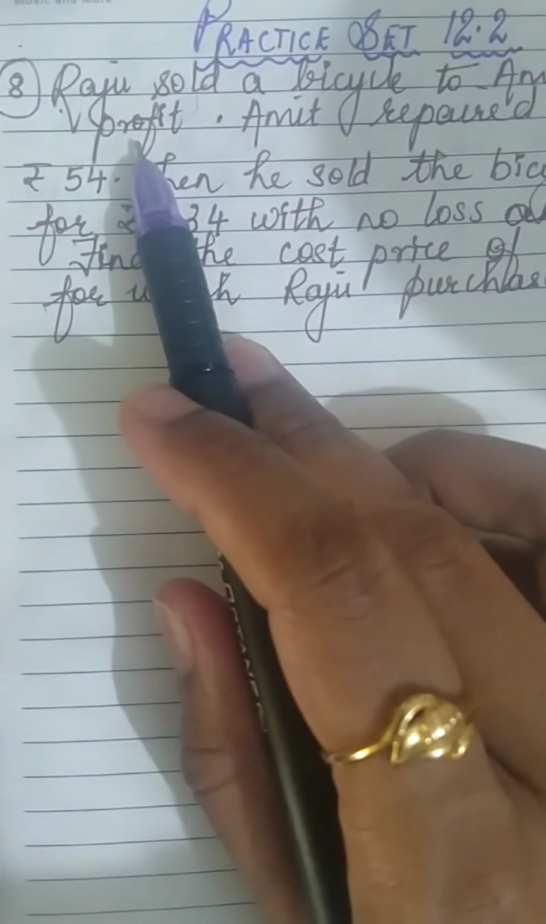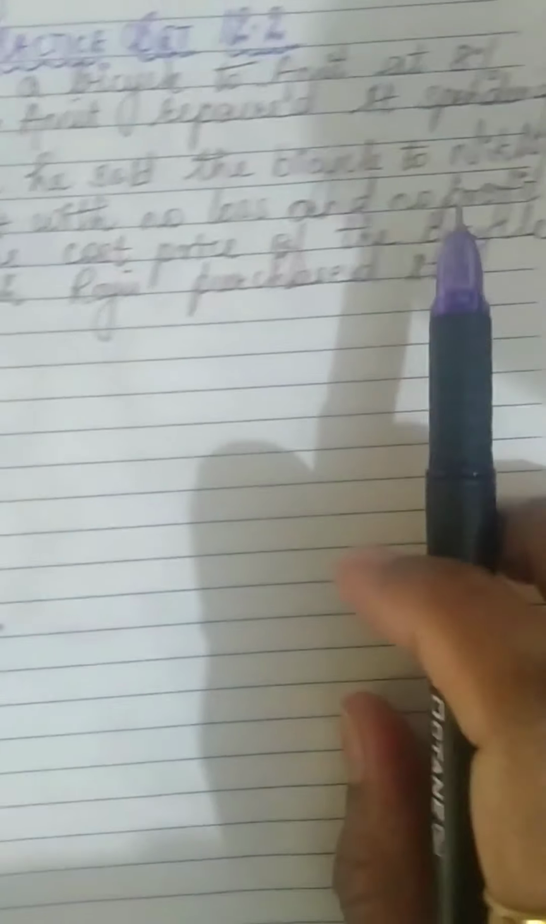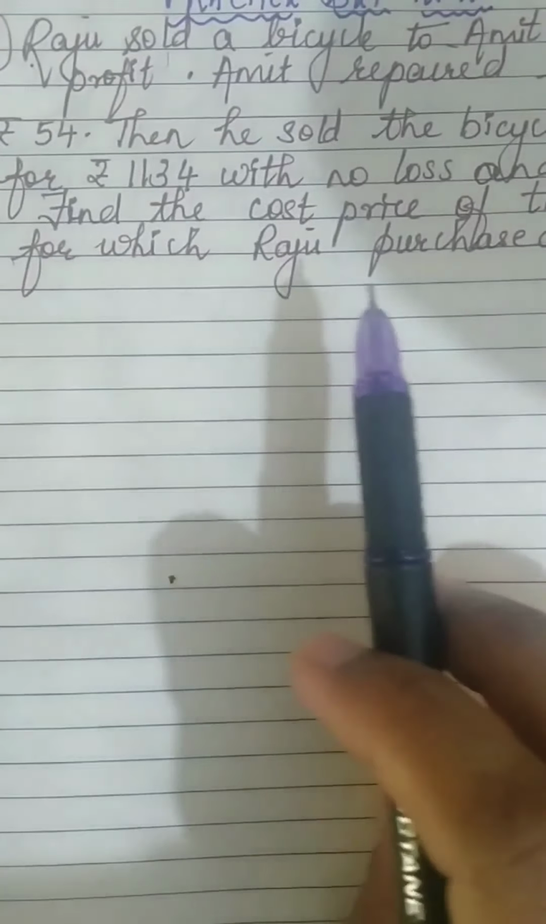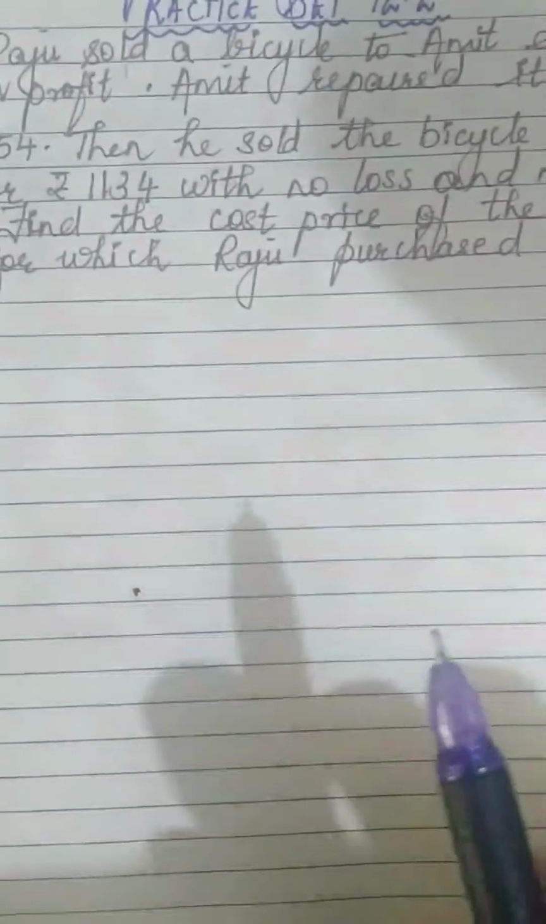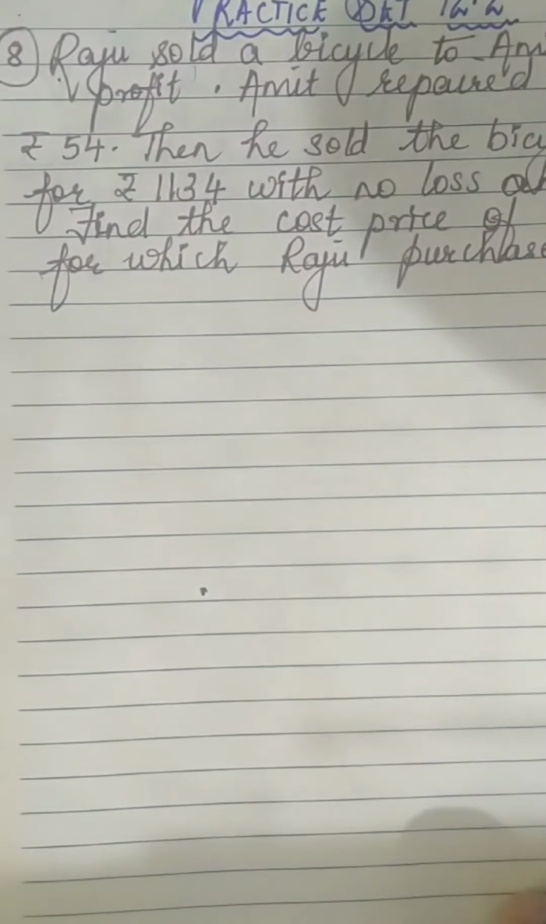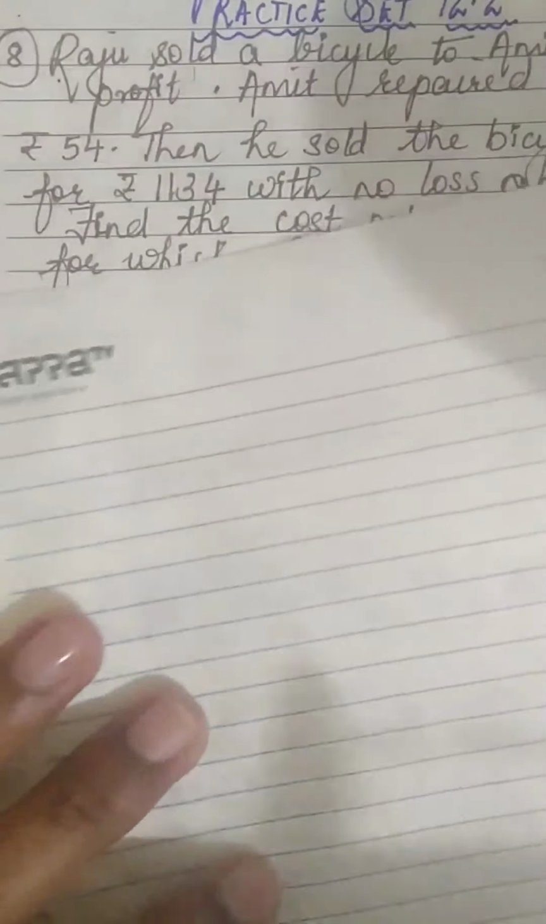Raju got a profit of 8%, whereas he did not charge any extra money. Find the cost price of the bicycle for which Raju purchased it. So we have to find the actual price for which Raju had purchased the bicycle. So here I need a rough paper. I'll explain to you in this.